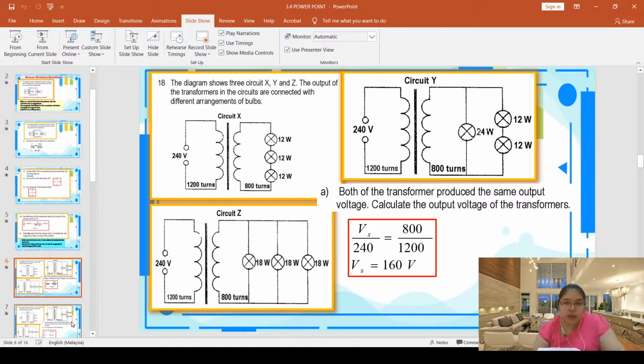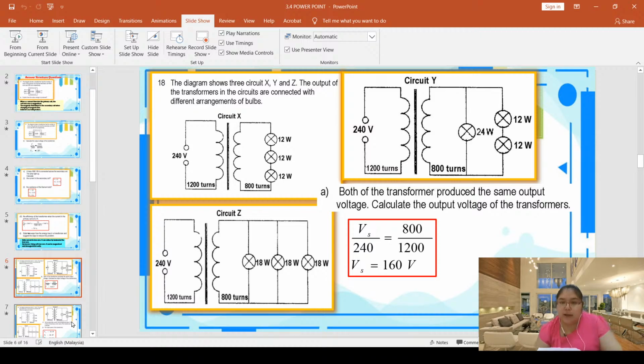Then you see the turns. Turns is also 1200. Every input is the same. Now we're going to see the output. Output power is different. Can you see the power is different? You see the bulb, we have 3 bulbs, so the power should be different. One more thing that should be the same is the number of turns, 800. So this is what I can see through the 3 diagrams.